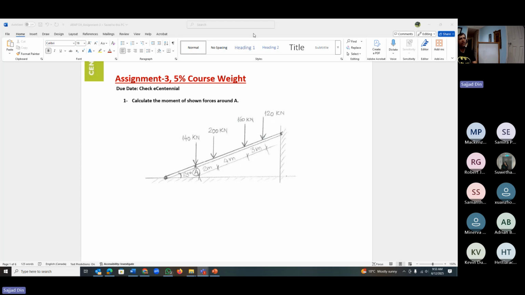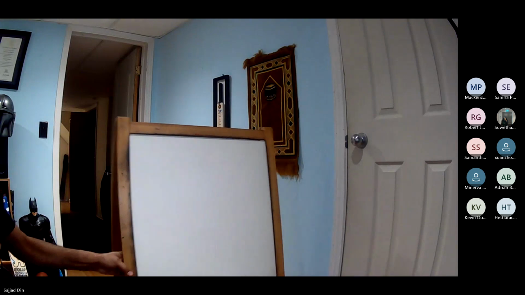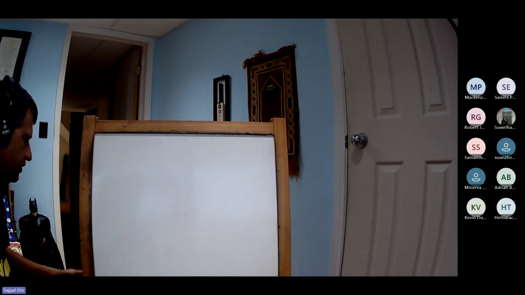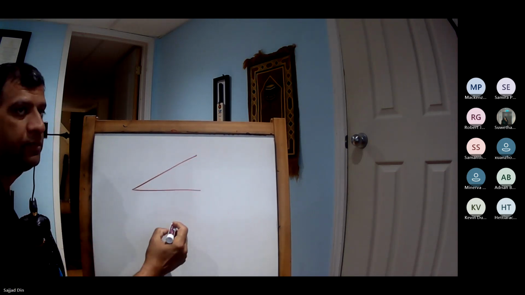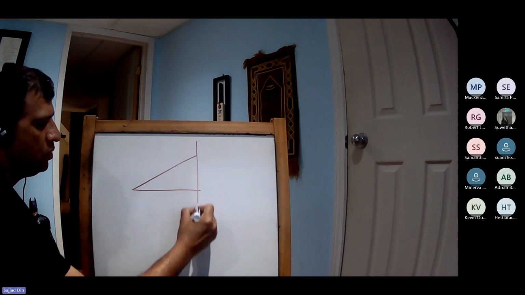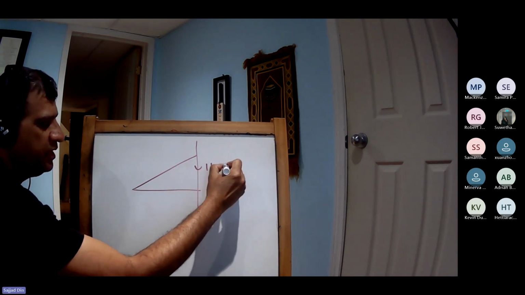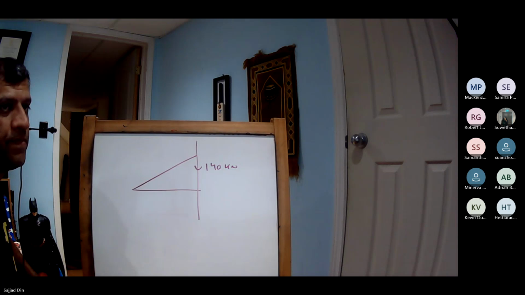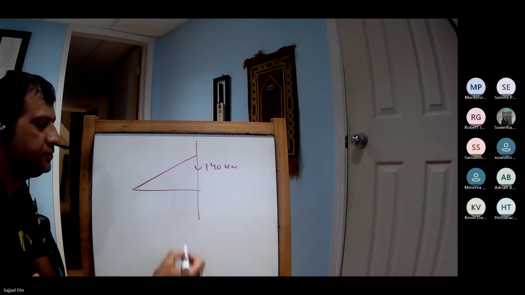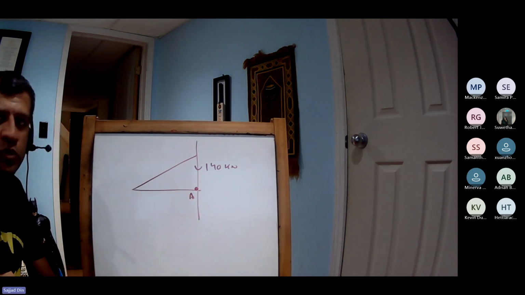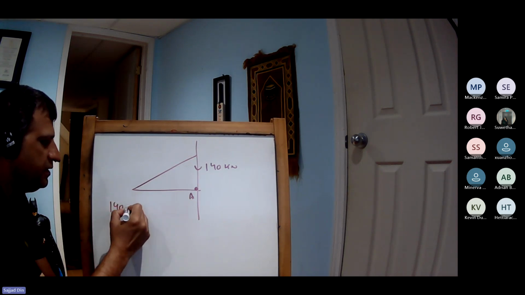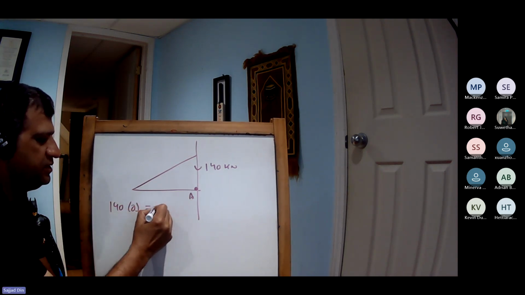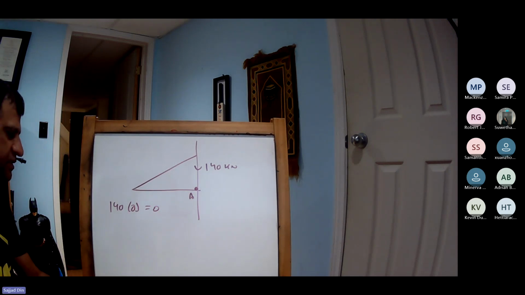Okay, so let's take a look. How are we going to do that? So for the assignment question number 1, you got 140 kilonewtons. And you're trying to find it around A. So this is A. So what is the moment of force going to be? Because it's passing through, it's going to be 140 times 0, which is equal to 0. That's the first.